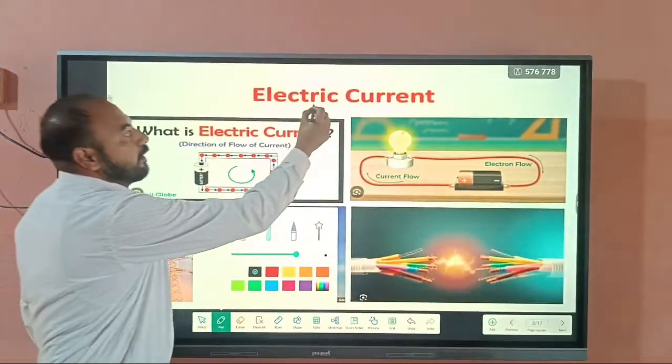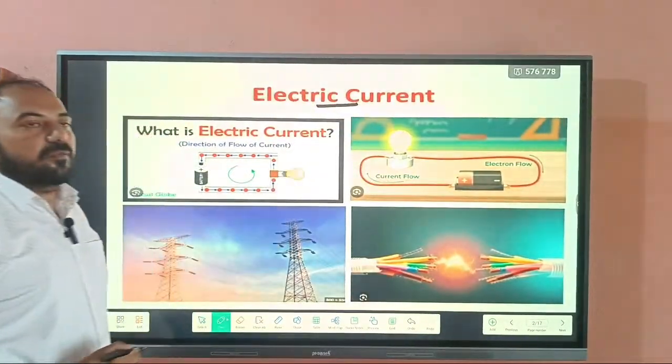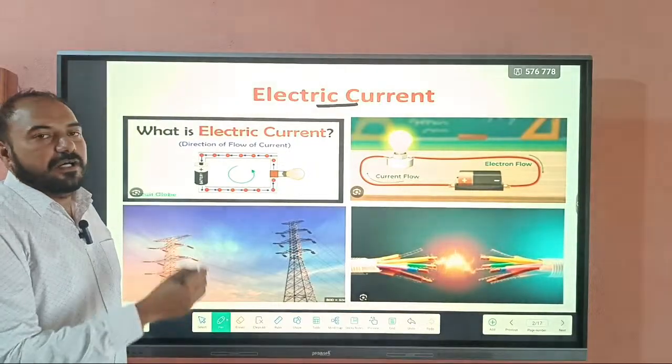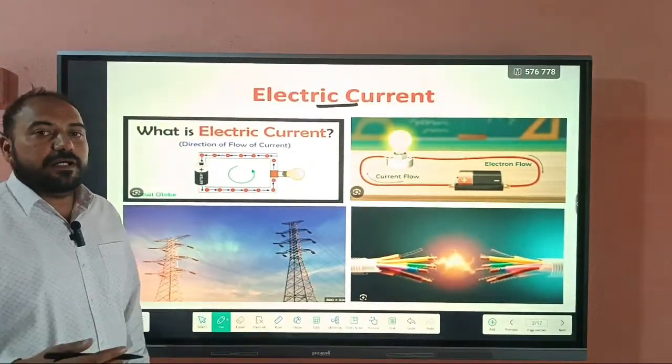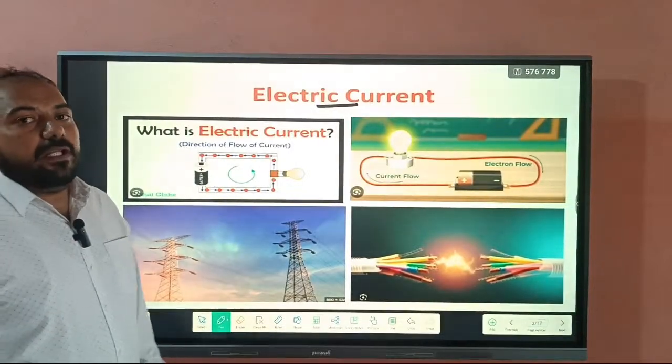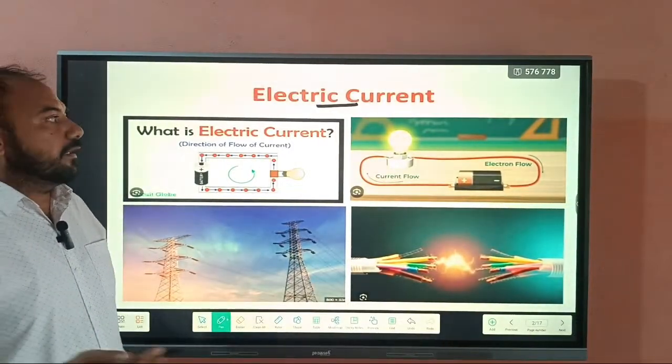So what is electric current? Electric current is basically the flow of electric charge in a given time in a wire. The flow of charge in any wire or material is called electric current.